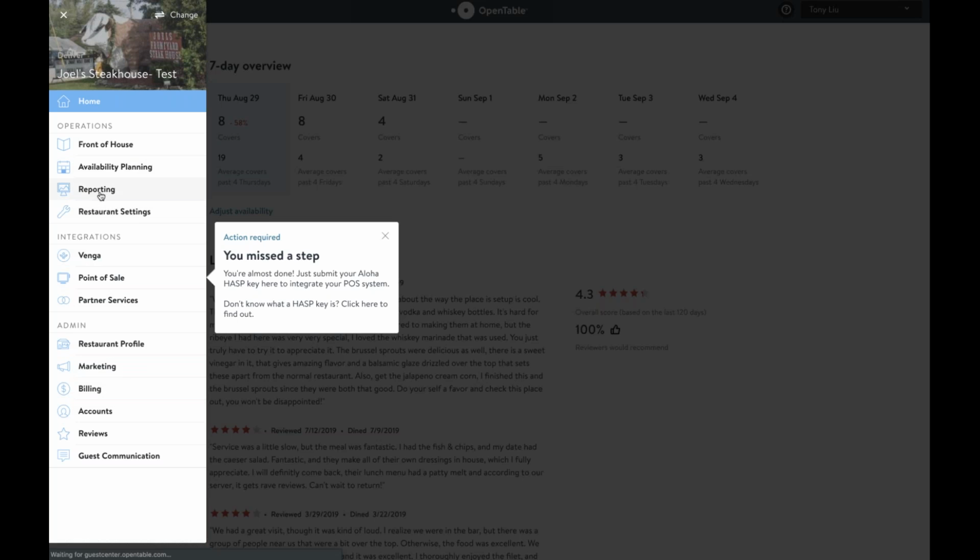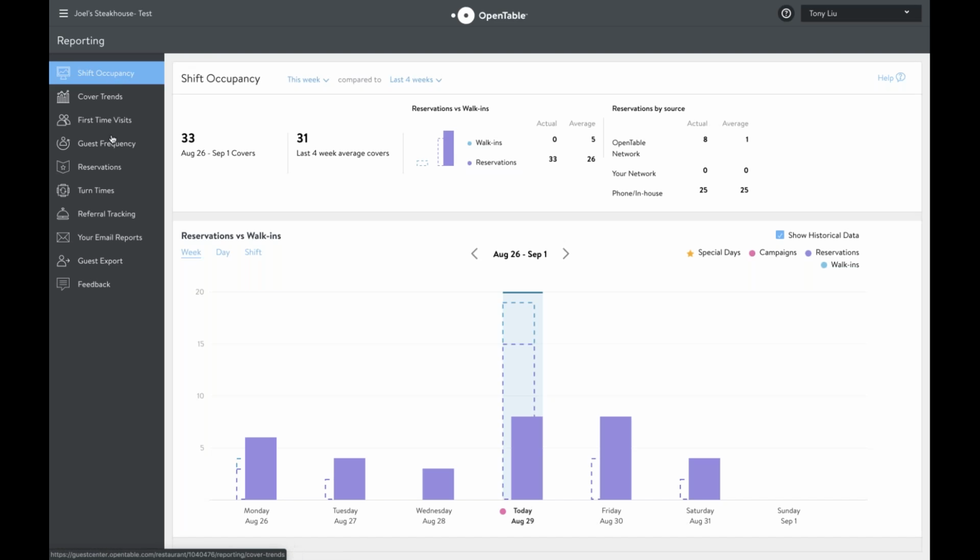Okay, when you click reporting, there's a bunch of menu items on the left-hand side. The top 6 reporting features are what we're going to be discussing today: first one's shift occupancy, second one's cover trends, then first-time visits, guest frequencies, reservations, and turn times. We collect a lot of information to provide that data for you in every single one of these reports.